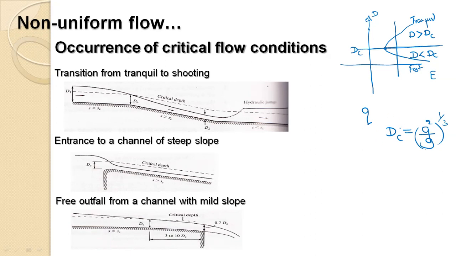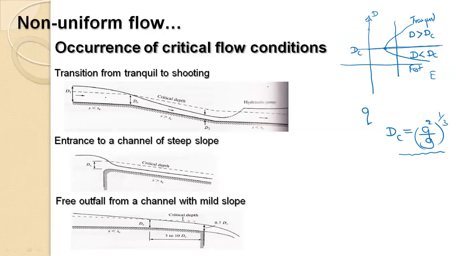So you know that this is going to be a fixed quantity for a given channel. And this one only is relevant for a rectangular one. If you have a trapezoidal one, or a triangular one, you will have different expressions for DC, right? So if it is a rectangular one, this is the expression for DC. This is how we can find DC using the discharge.